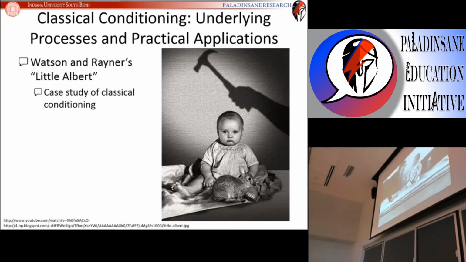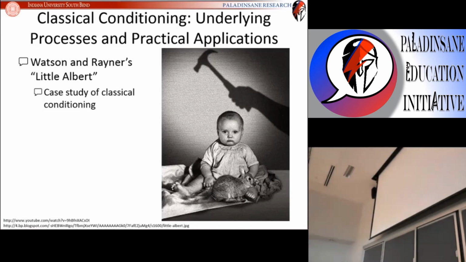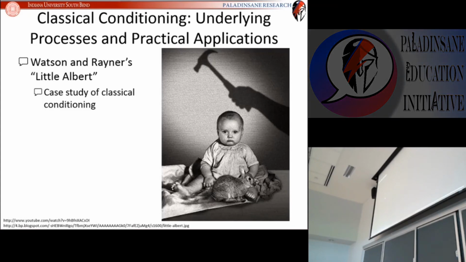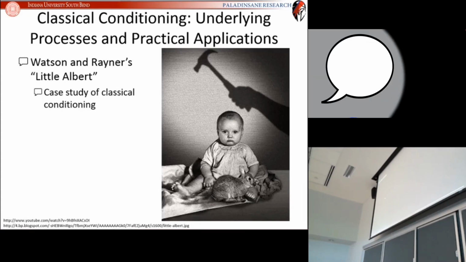Then Watson used a Santa Claus mask, which invoked an even more negative response by baby Albert, from the previous experience with the white rat. So I hear some of the scoffs from the audience, so there are criticisms to this. We will be addressing those.